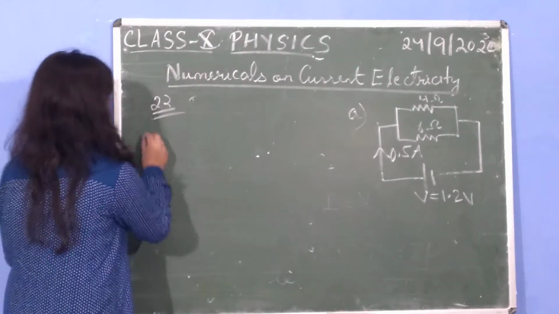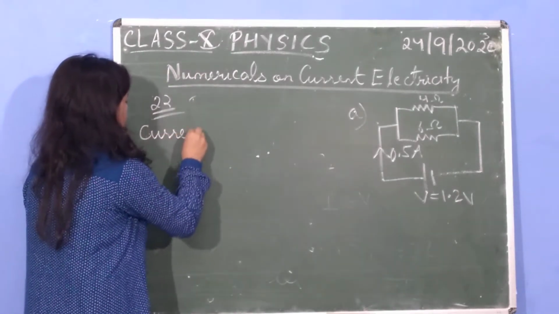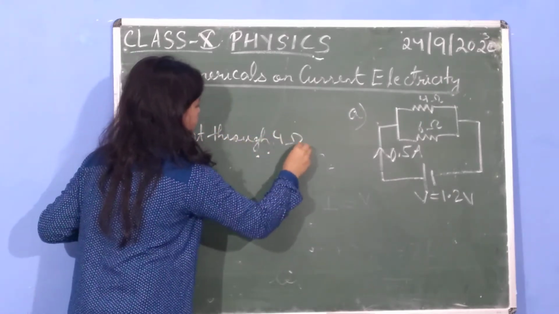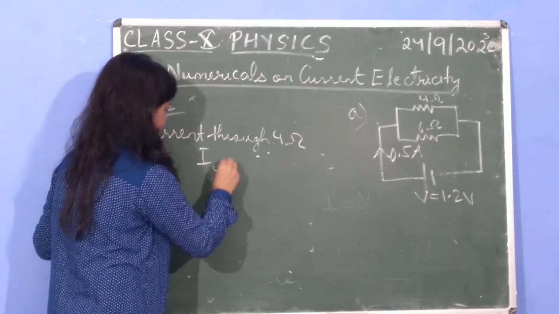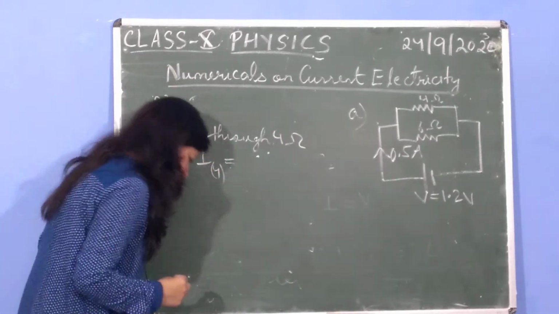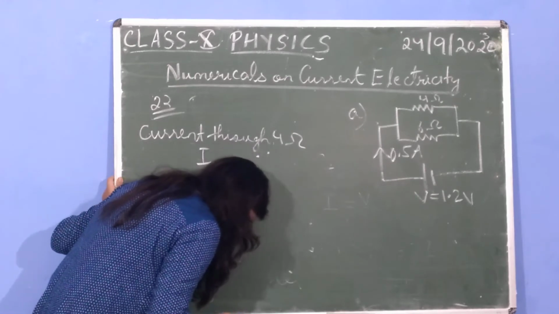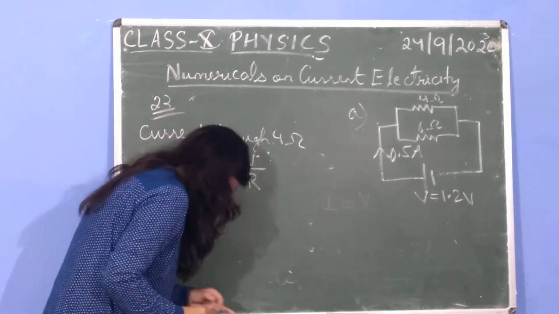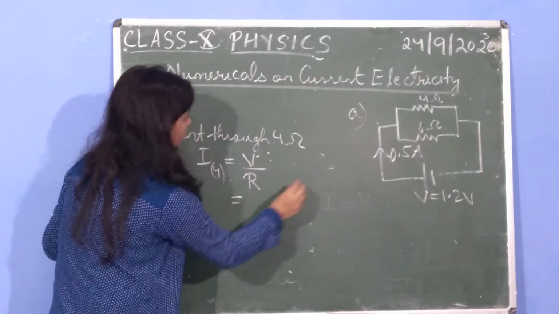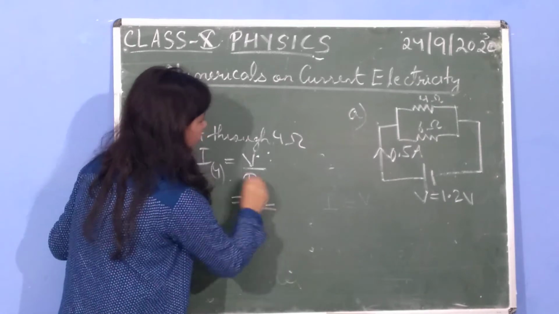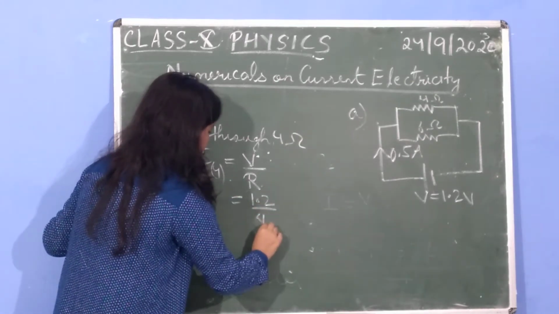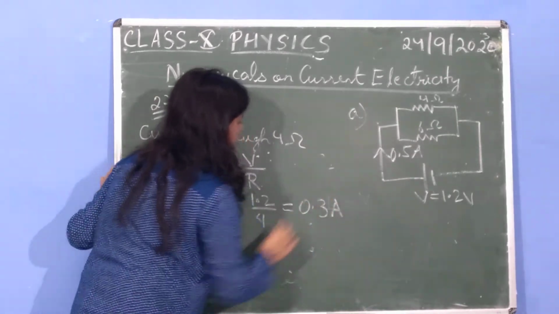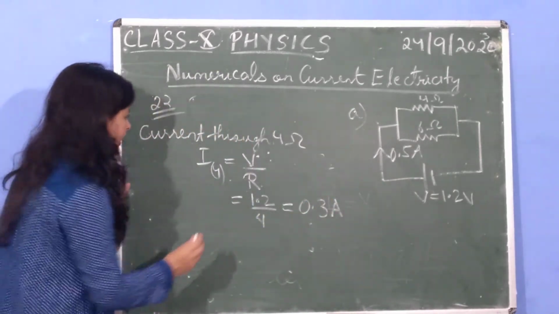So current through the 4 ohm resistor is, I'll just write it as I4, I across 4, is equal to V divided by R. Okay, the value of V is 1.2 and the value of R for us is 4. 1.2 divided by 4 is 0.3 ampere. This is how you find out the current if the resistors are in parallel.